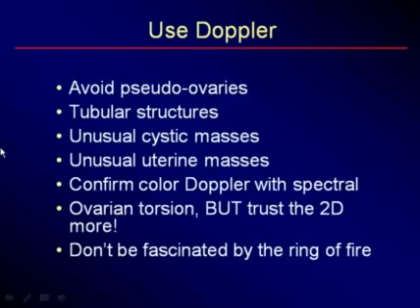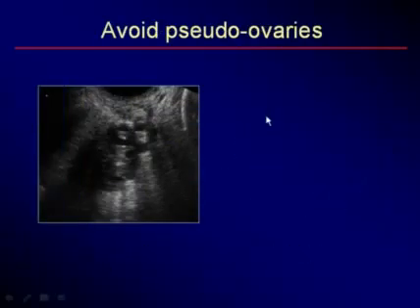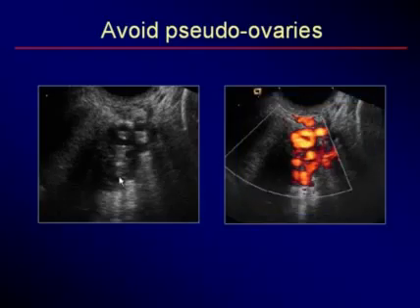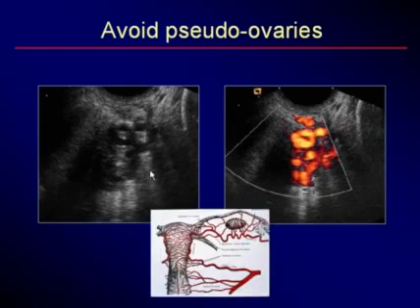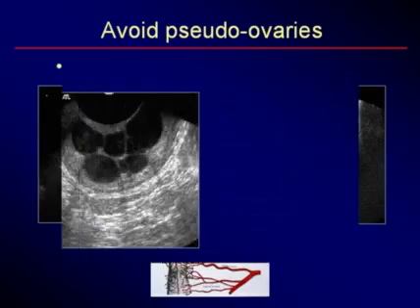And with torsion and ring of fire, I want to make a couple of comments. Here's something that looks kind of like an ovary. You turn on your Doppler, it isn't. It's just a cross-section of the para-uterine vessels. We make up ovaries all the time, so we have to be careful with this. What's happening here is we're slicing through some of these vessels that are coming in to the uterus, so we don't want to make that mistake.